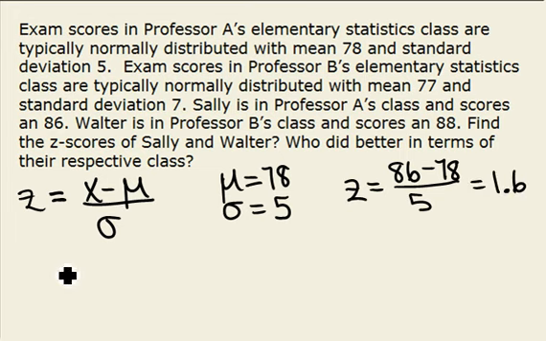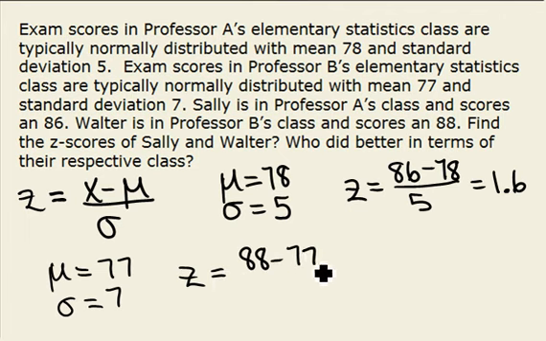For Walter, we have a mean for Professor B's class, and that is 77, with a standard deviation sigma equal to 7. So if we want the z-score for Walter, we will take his score, which is an 88, subtract the mean of 77, and divide by 7. And what we will get is 1.57.